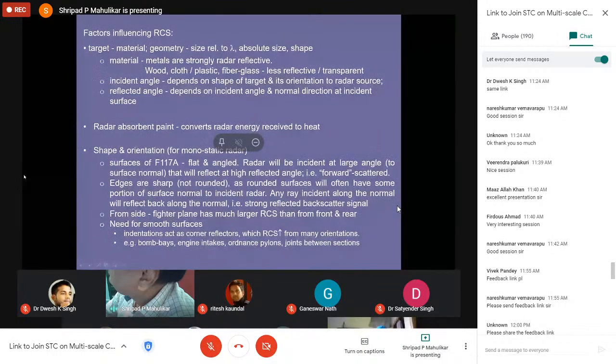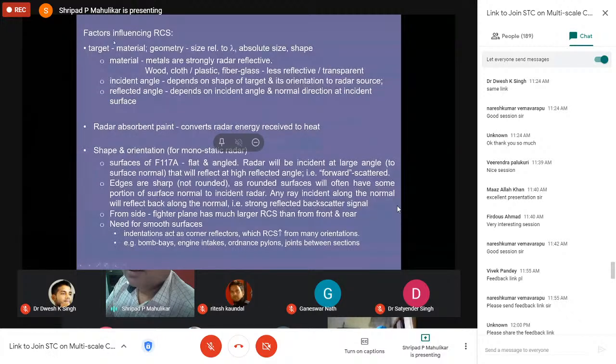Now, these are the factors influencing RCS. The target factors like the target material, target geometry, that includes the size relative to the wavelength. It also includes the absolute size and also the shape of the target. Then target material, so metals are strongly radar reflective. Metals like aluminum, for example, most of the metals are strongly radar reflective because most metals are good conductors of electricity. In contrast, non-metals like wood, cloth, plastic, fiber, glass, are much less reflective. And some of the composites are radar transparent.